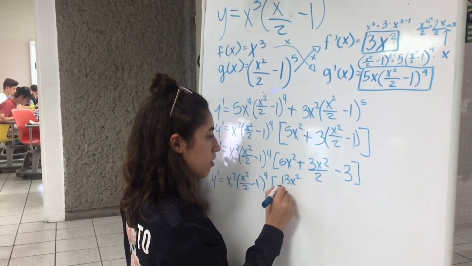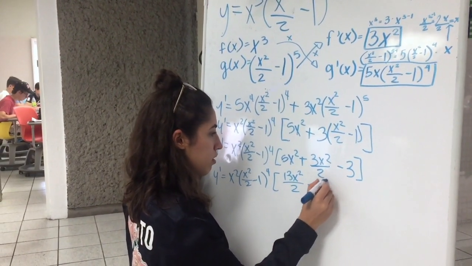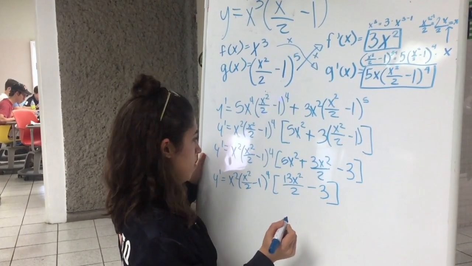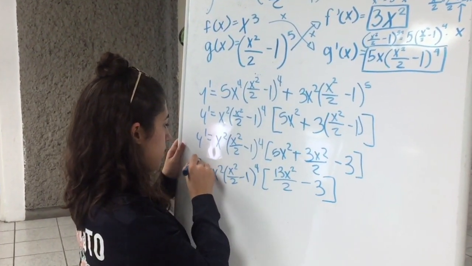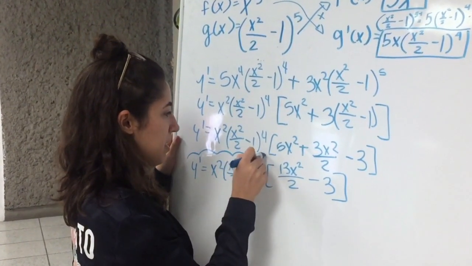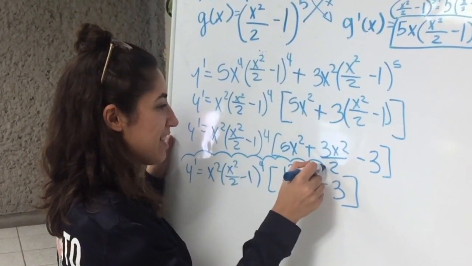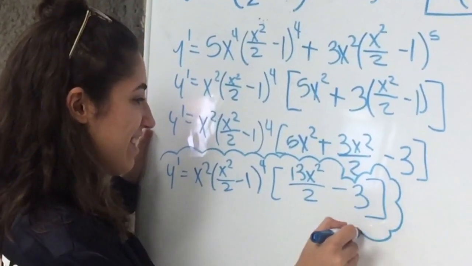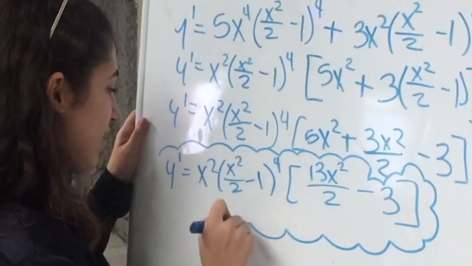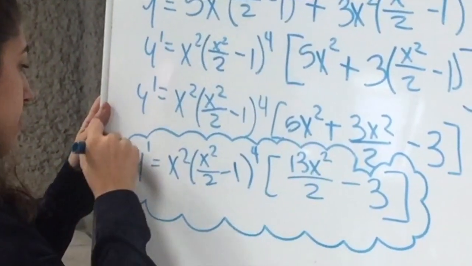So we will get the equation of y prime equals x squared times, open parentheses, x to the second over 2 minus 1, to the fourth power times, open parentheses, 13x squared over 2 minus 3 and close parentheses. And since you cannot simplify anything else, that is your final answer.